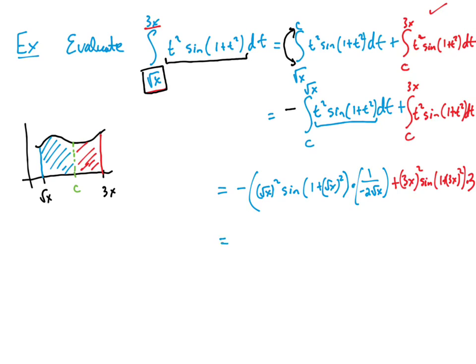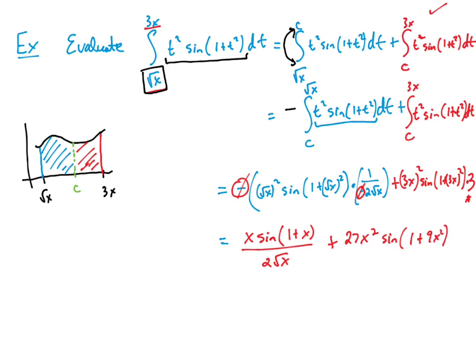Okay, so simplifying some stuff here. Let's see, this negative and this negative will cancel. And then in the numerator I have square root of x squared, so that's just x sine of 1 plus x. And then in the denominator we have 2 square root of x, plus 3x squared. Well, 3 squared is 9, and then I have another 3 back here, so that's 27x squared sine of 1 plus 3x quantity squared is 9x squared. So that'll do it for us.